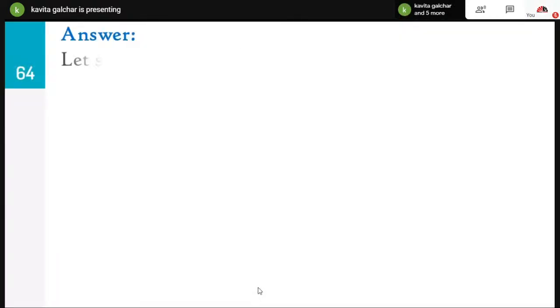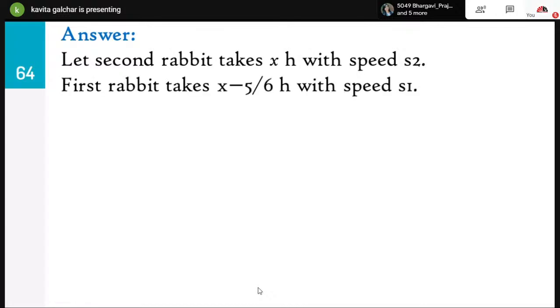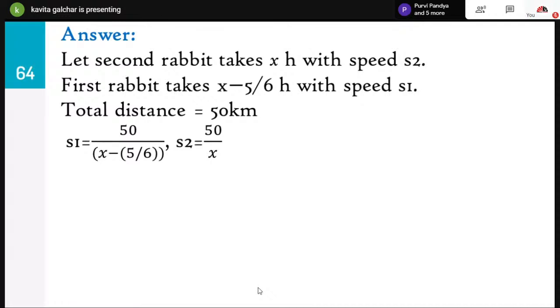So I need to find the relation. I have to find the second rabbit takes x hour with the speed s2. Therefore, the first one takes 5 by 6 hours less. So the time is x minus 5 by 6 and the speed is s2. Total distance is 50 kilometers. So the speed 1 will be distance upon time taken by first rabbit, and s2 will be total distance upon time taken by the second rabbit.